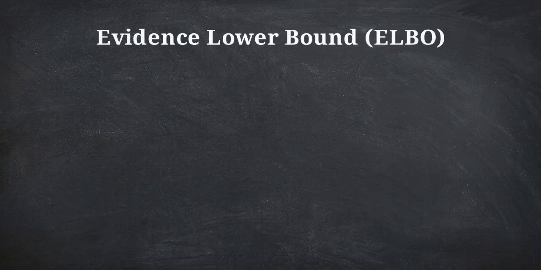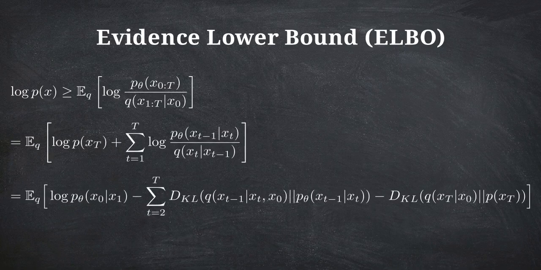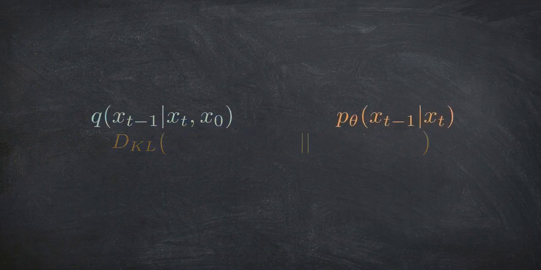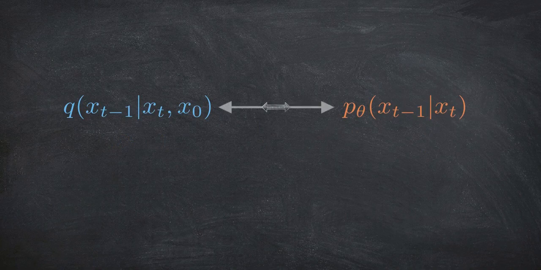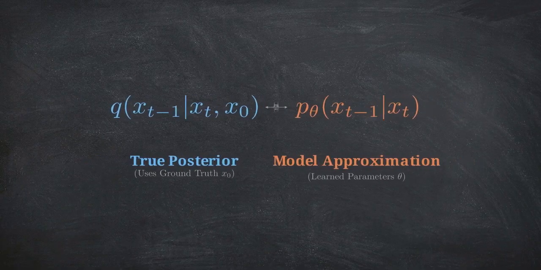To bypass the intractable marginalization over all trajectories, we optimize against the evidence lower bound, or ELBO. Expanding the ELBO reveals several terms, but isolating the core of the equation leaves us with a specific calculation, a KL divergence. This KL divergence measures the exact mathematical distance between the true posterior distribution of the data, labeled Q, and the neural network's approximation of that distribution, labeled p theta.